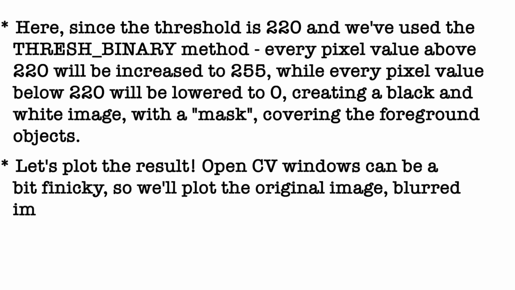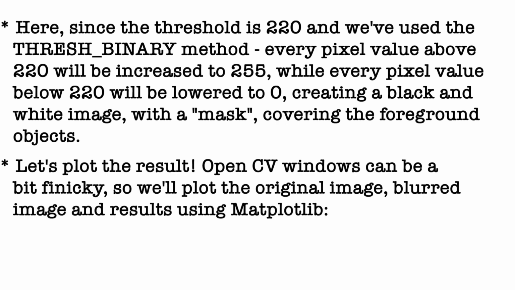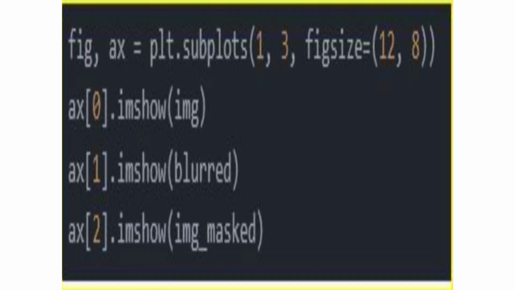Let's plot the results. The OpenCV window can be a bit funky, so we'll plot the original image, blurred image, and results using matplotlib. Here we can see the code where figure and axis are set with plt.subplots, where the figure size is 12 by 8, that is a 2D image. Again we use imshow for the image, imshow for the blurred image, and imshow for the mask.